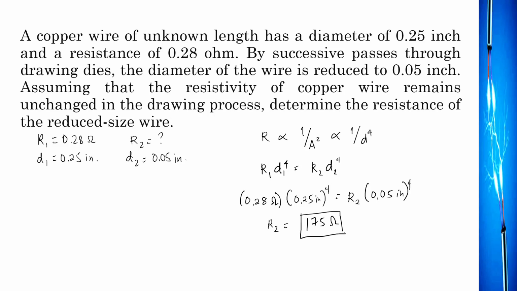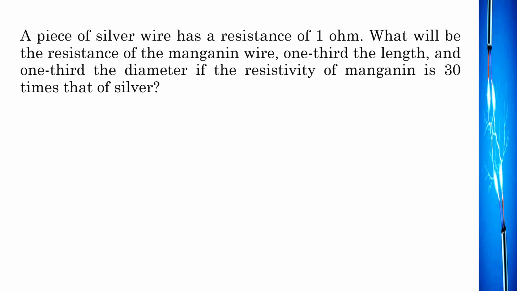So, take note lang po natin yung mga factors na nakaka-apekto po sa resistance. Next is, let's have this one. A piece of silver wire has a resistance of 1 ohm. So, what will be the resistance of that manganese wire? So, there's a comparison between two wires. We have a silver wire and we have the manganese wire.